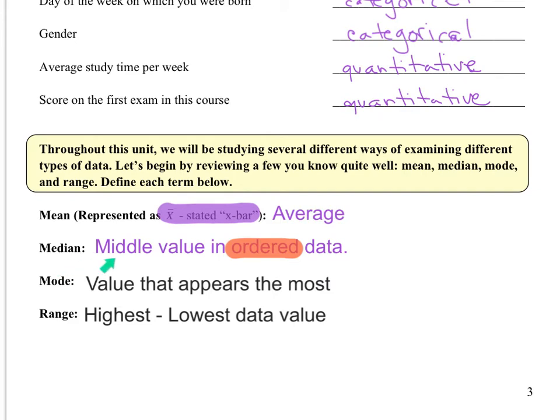And then you have the median, which is the middle number in an ordered data set. So the key here is the fact that the numbers have to be ordered from least to greatest or greatest to least. Typically we do least to greatest. The mode is the value that appears the most. Sometimes it's called bimodal if one number appears twice. So bimodal, again, so if the value appears twice. And the range, highest minus the lowest, would be the range of the data.